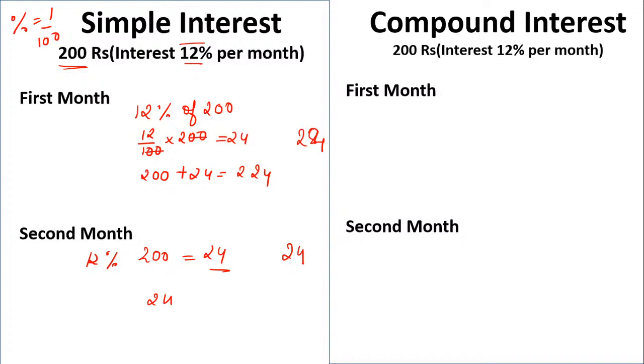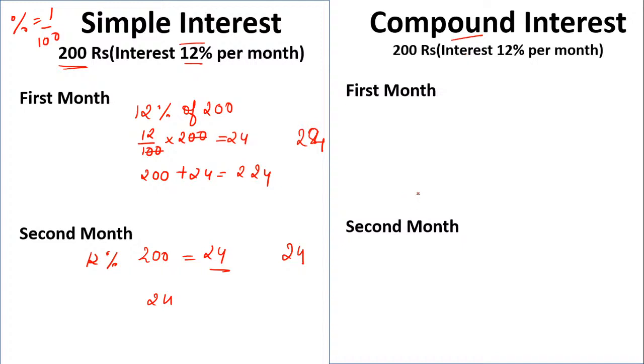Now let's talk about compound interest. In compound interest, what happens? It is interest of interest. What is the meaning of compound? The literal meaning of compound is mixing something. So what we are doing is mixing interest on interest.